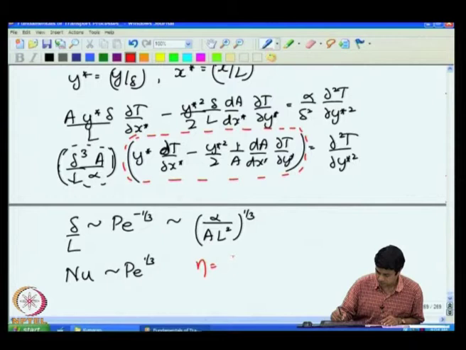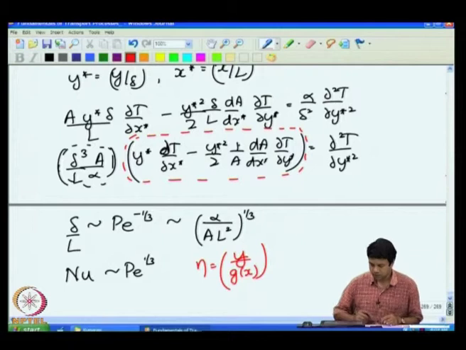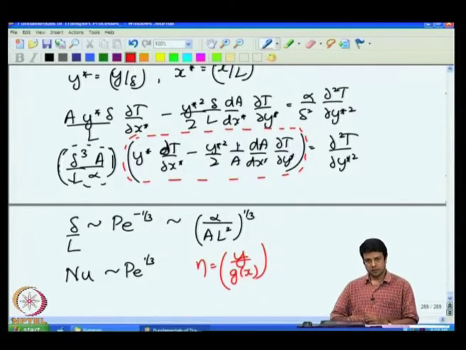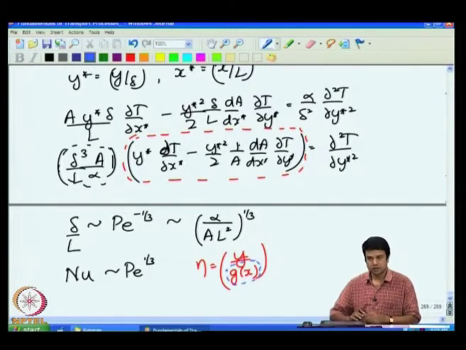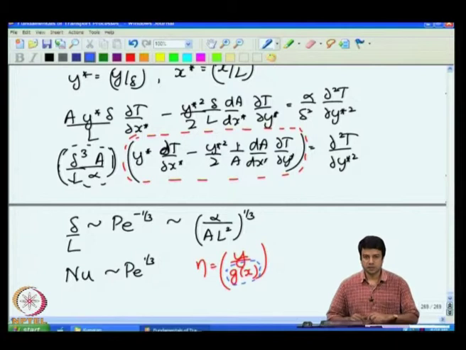where you use a similarity variable eta is equal to y by some function g of x. Use this similarity transform in the equation and then find out the condition on the boundary layer thickness g of x which reduces the conservation equation to a similarity equation, and then from that you calculate the heat flux the way we have done for the flow past a sphere. But independent of what the configuration is, you will always get a Nusselt number going as Pe power 1/3 whenever there is flow past a solid surface.